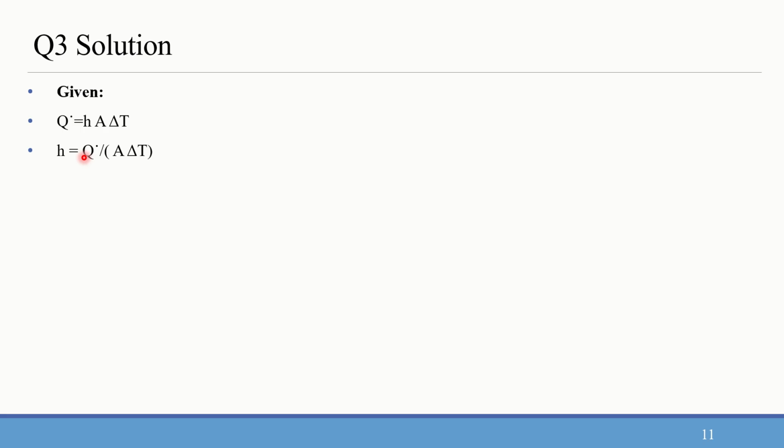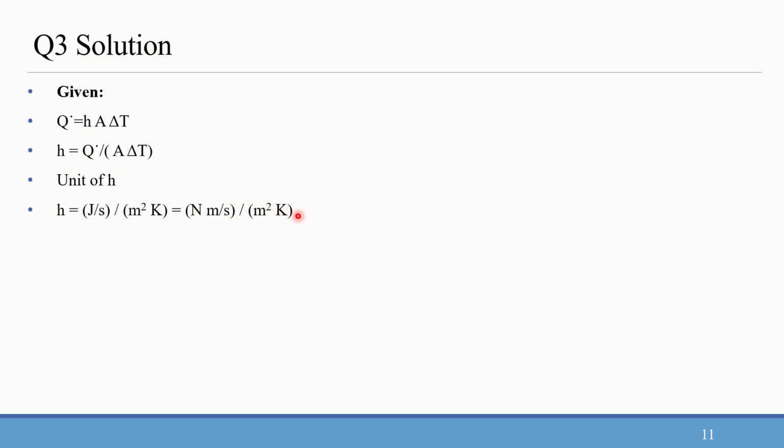So what is the unit of Q? Q dot is joules per second, that is heat flow per unit time. So it is joules per second divided by A, which is given in meter square, and delta T, which is given in Kelvin. So it is joules per second meter square Kelvin. Joules is Newton into meter. So Newton meter per second divided by meter square Kelvin.